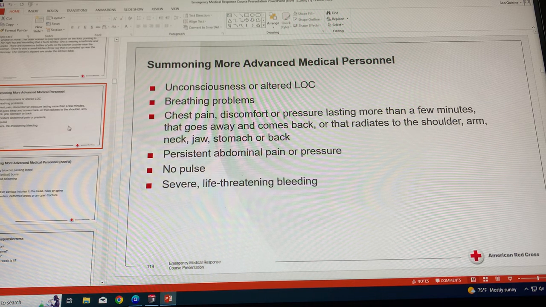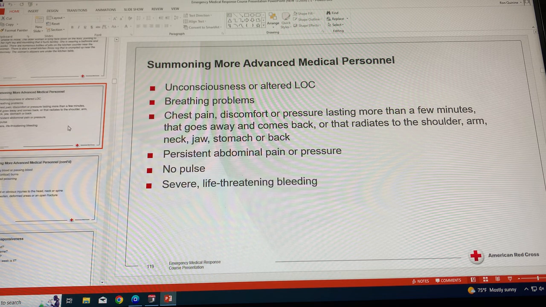So in other words, even if someone is saying they don't want more advanced emergency medical response in this situation, we're going to call anyway. They could always turn it down later, but in extreme cases when somebody might have a really life-threatening type of issue, we don't allow them to intimidate us from making that call for their best interest.